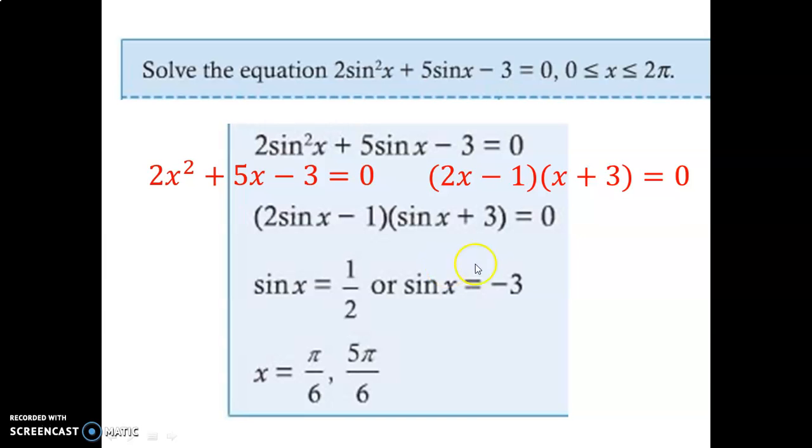Now, why are there no solutions for this? This is impossible. In a unit circle, the y value cannot be negative 3, right? It can only be a maximum of negative 1. So this is an impossible situation. If you punch that in your calculator, do an inverse sine of negative 3 and see what happens. You'll get an error. There's no answer for that.